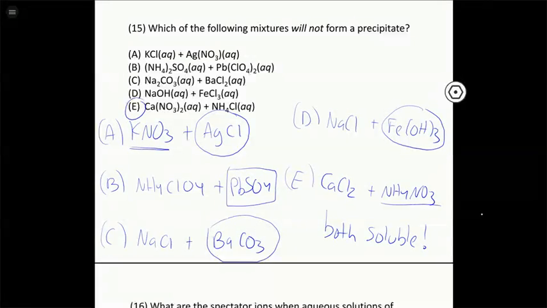Silver and lead are pretty obvious. Most of those are insoluble. Carbonates are pretty obvious. Most of those are insoluble, and so on. And you have some of those special cations and anions like potassium, sodium, and ammonium, which tend to always be soluble. So try to focus at first on the ones that are very obvious before worrying about all the tricky ones.